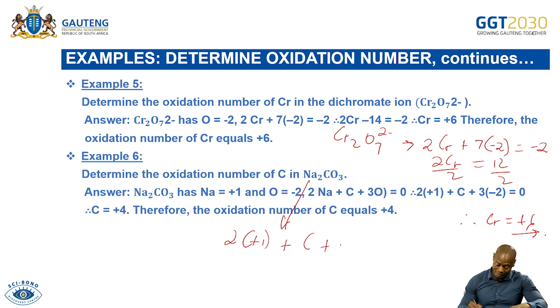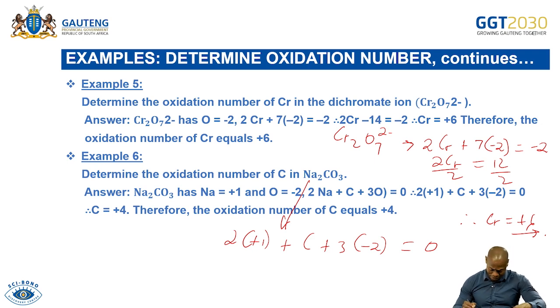And then plus 3 oxygen atoms times -2, which is its oxidation number. That oxidation number is always like that, unless we are dealing with a peroxide. Same with hydrogen, it's always +1, unless we are dealing with a metal hydride. Then this should be equal to 0. It's not an ion, it's a neutral compound.